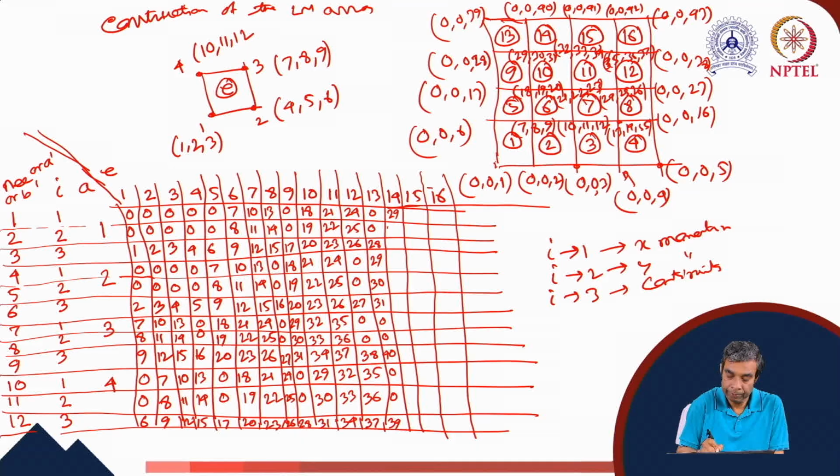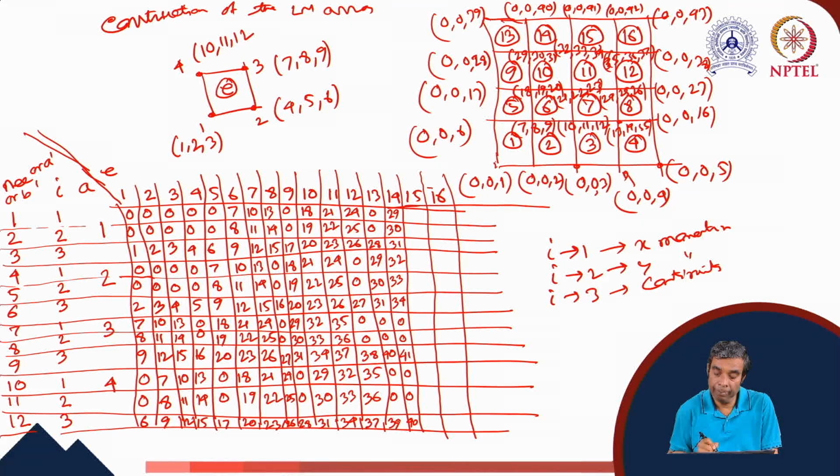For the 14th element, it is 29, 30, 31, 32, 33, 34. It is then 0, 0, 41, 0, 0, 40.